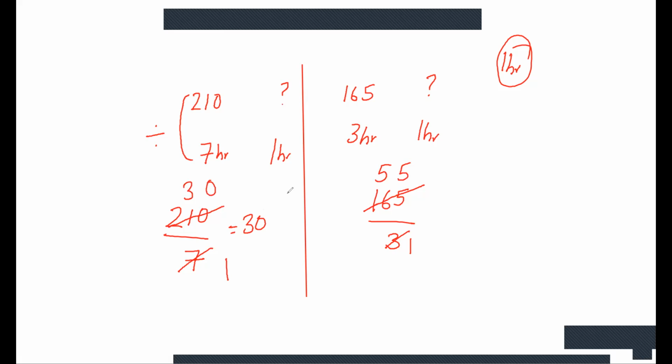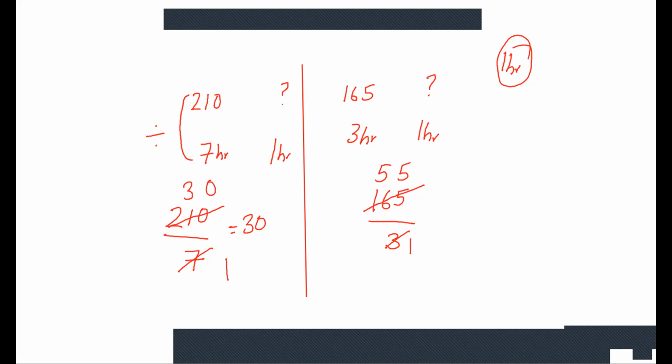So which one is more, 30 or 55? 55. So who goes more? Which bird, the hummingbird or the other bird? The goose. So this method, did you understand, girls? Yeah, miss. Okay, give me a second.